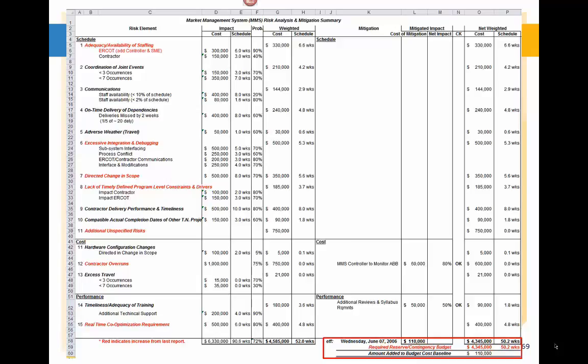However, if you look back at the total weighted cost impact in the middle of the page, you'll see that was 4.585. So it's down to 4.345. So it's come down $240,000. That's a good improvement. It's a good start. But there are still other risks up there and other mitigations that can certainly take place.